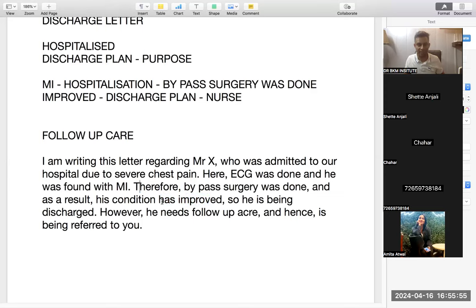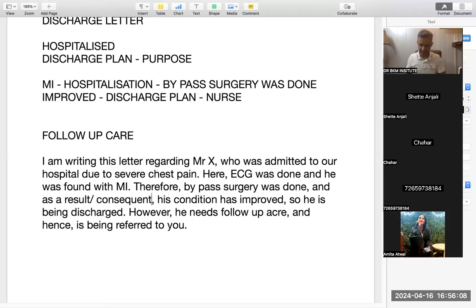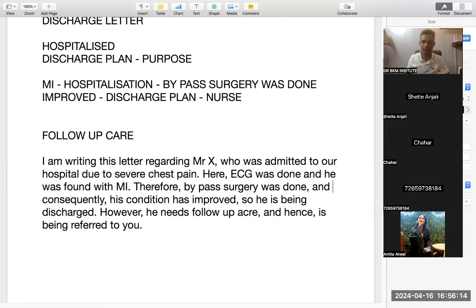See this small connector, as a result: as a result, bypass surgery was done. And instead of as a result, you can also use a better word, consequently. This is a very nice word which you can use rather than as a result. And consequently, his condition has improved.